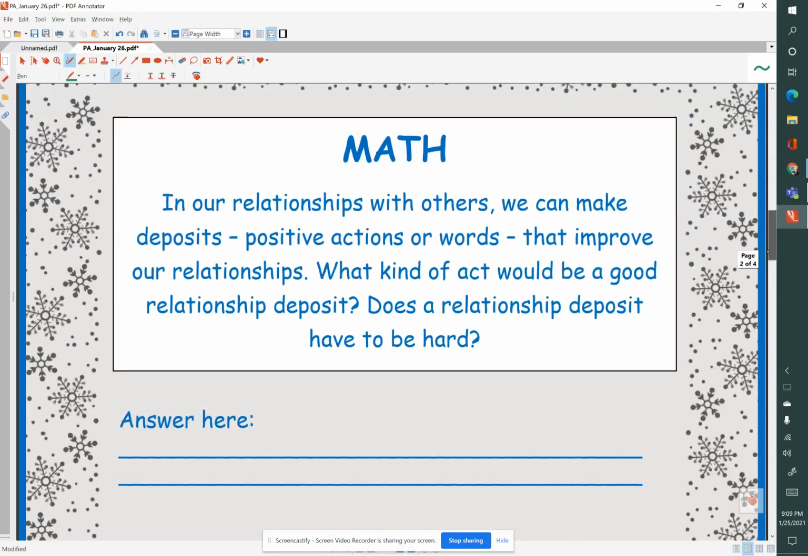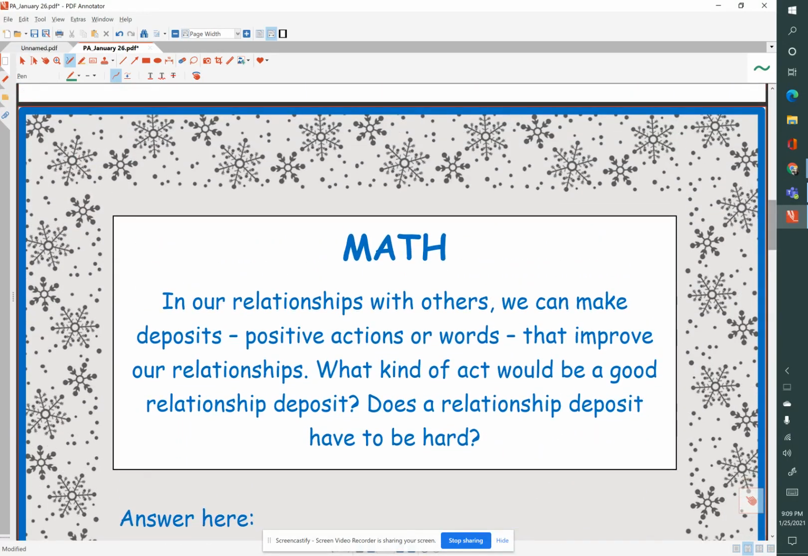So we'll start with our do now. In our relationships with others, we can make deposits. Deposits are positive actions or words that improve our relationships. What kind of an act would be a good relationship deposit? Does a relationship deposit have to be hard?